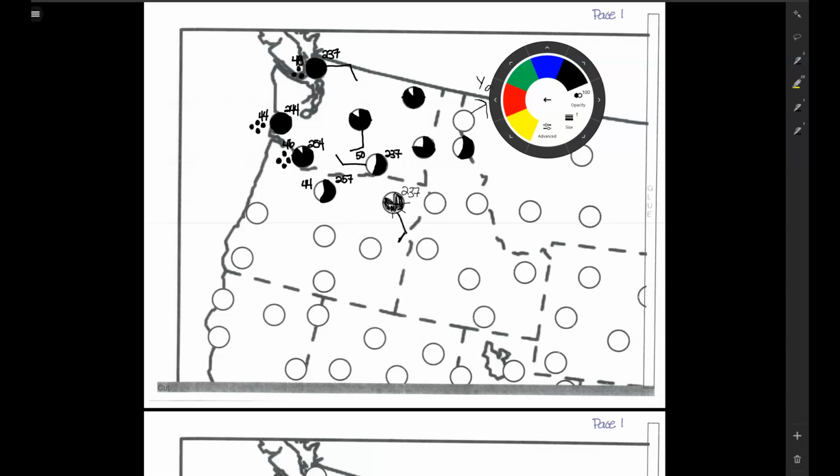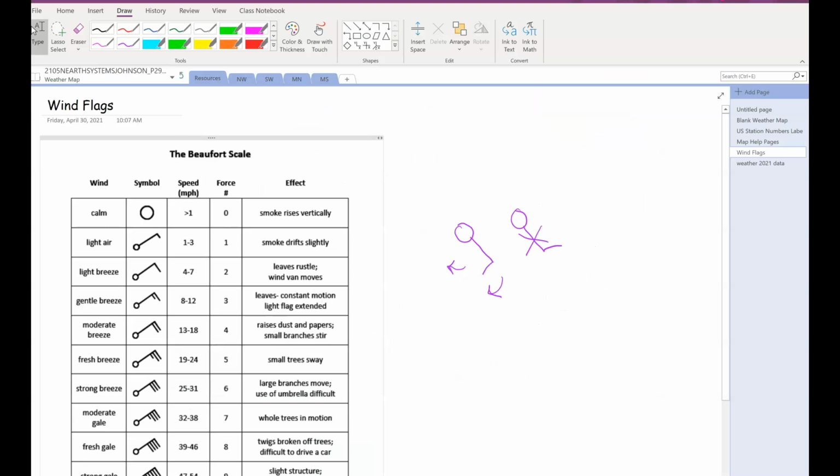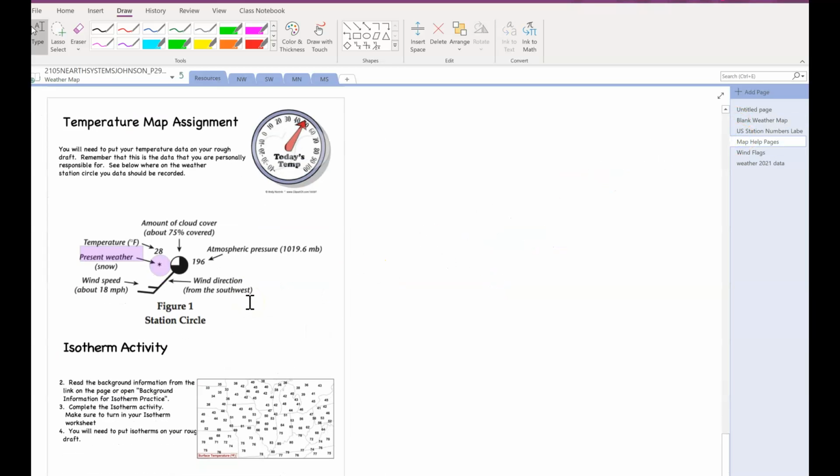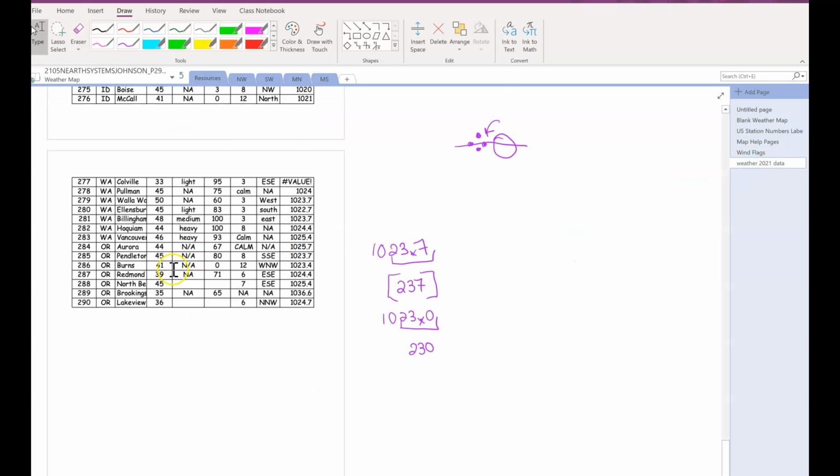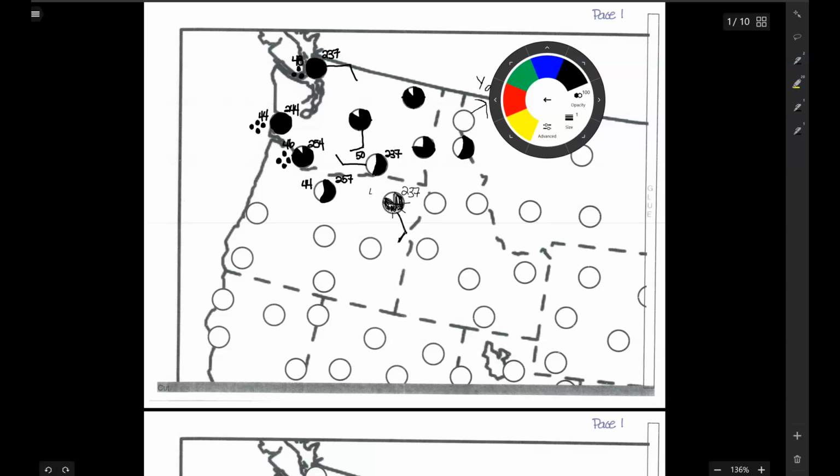How did we skip temperature? Let's go back to our help pages. Oh, it was the last one, that's why. Okay, so temperature, we're never going to put a degree sign or Fahrenheit or Celsius. We're just going to write the number, and it goes in the upper left-hand quadrant of the station circle. If we go to our data, the temperature for Pendleton is 45 degrees. If we go to our map, 45 degrees goes in the upper left-hand corner.